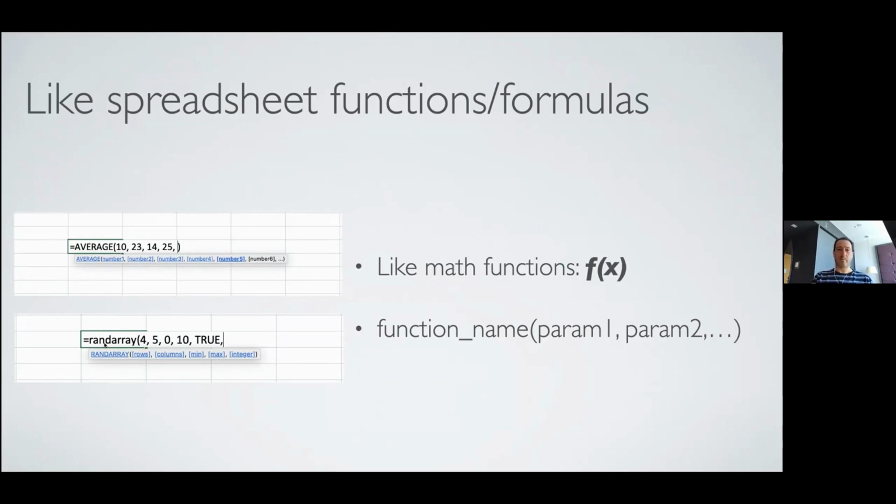And there are other function types, for example, the random array function. This one produces an array of 4 rows, 5 columns, minimum of 0 and a maximum of 10, and integers true, meaning I want random integers. So if you can do this, it should be easy for you to run these in Python.